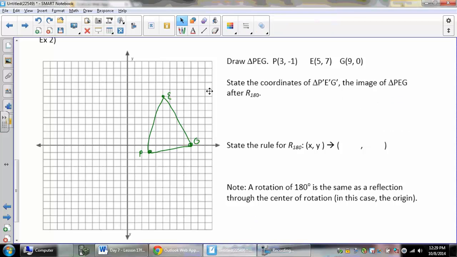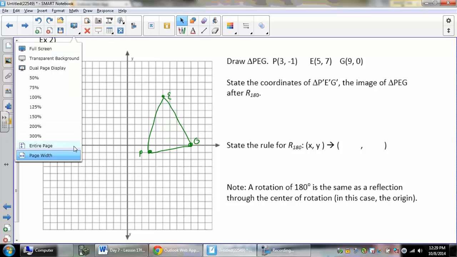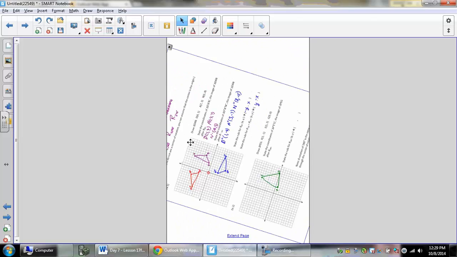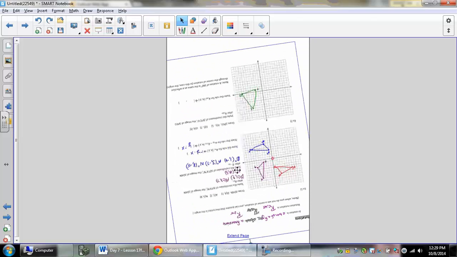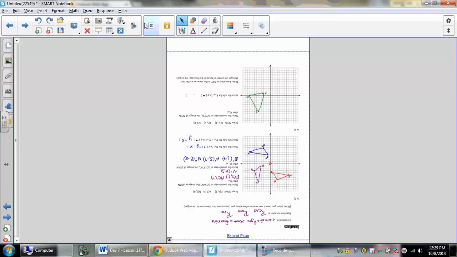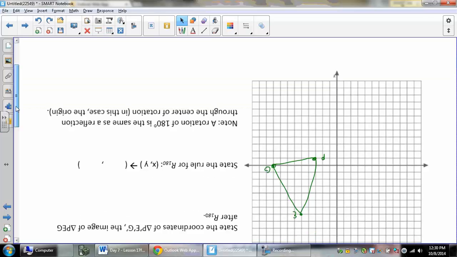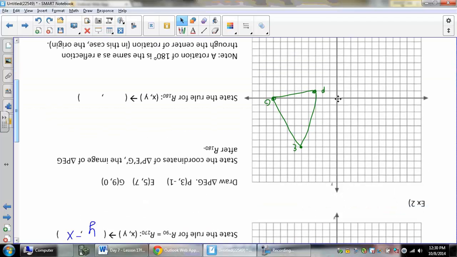All right, so you should have plotted peg. Peg should look like this. Now I'm going to rotate peg 180 degrees. So 180 degrees really turns it upside down. So I'm going to turn it upside down. Now I'm going to look at my new coordinates, and I'm going to say, okay, now P ended up left 3, up 1. So P prime is going to be (-3, 1). Yes, I'm writing upside down.